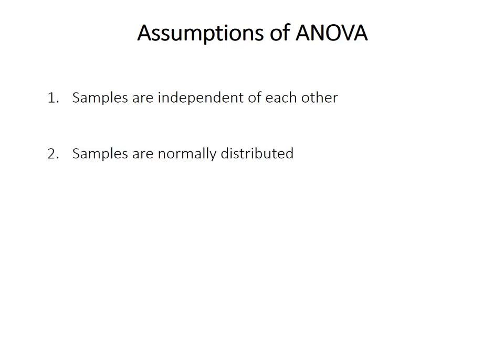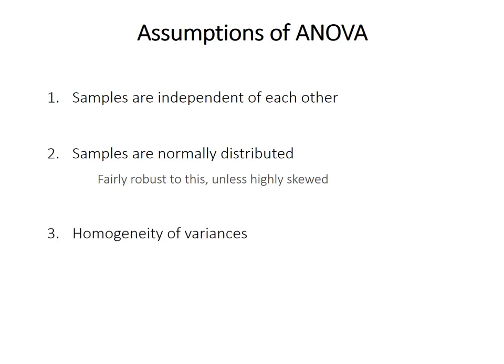All samples must be normally distributed, but I will note that the test is actually quite robust to this, particularly if the sample size is not small, unless the samples are really quite skewed. Finally, there's an assumption called homogeneity of variances, which just means that the variances of all the samples should be equal. If the sample sizes themselves are approximately equal, this assumption is less important.